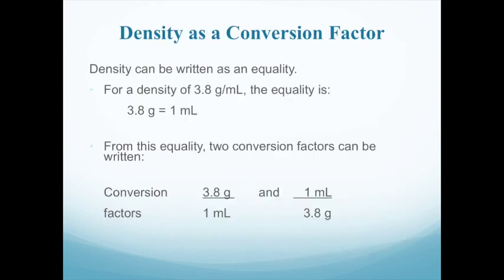And then density can be used as a conversion factor in one of those unit conversion calculations. So if you have an object with a density of 3.8 grams per milliliter, then the equality is 3.8 grams is equal to 1 milliliter of that substance. And then you have two conversion factors: 3.8 grams over 1 milliliter and 1 milliliter over 3.8 grams, depending on the needs for that particular calculation.